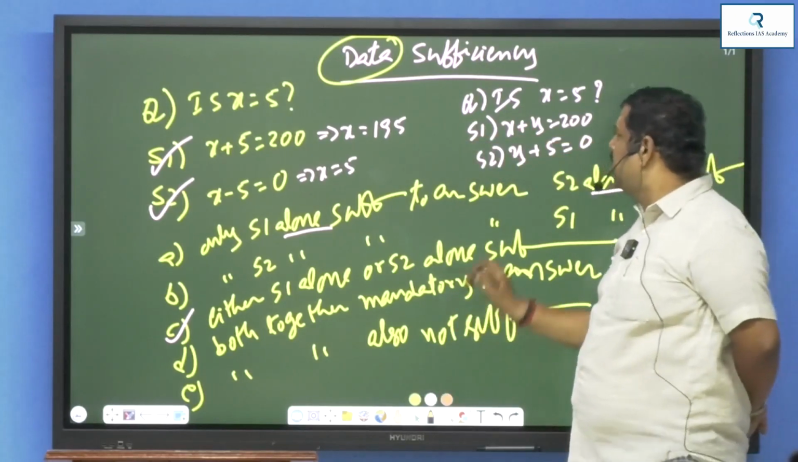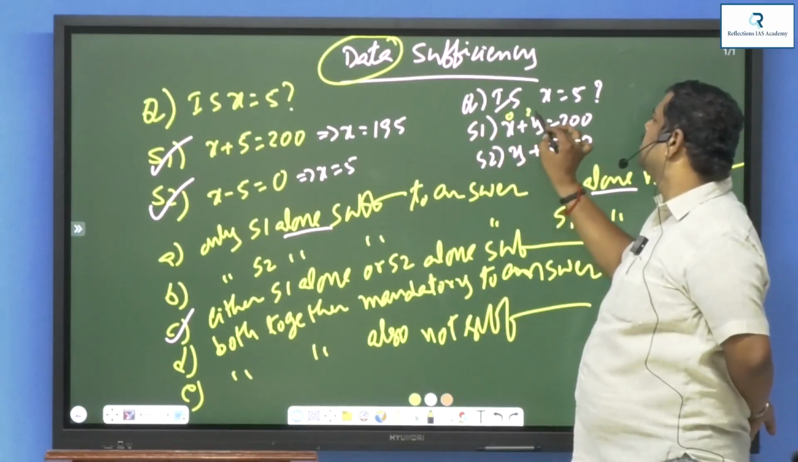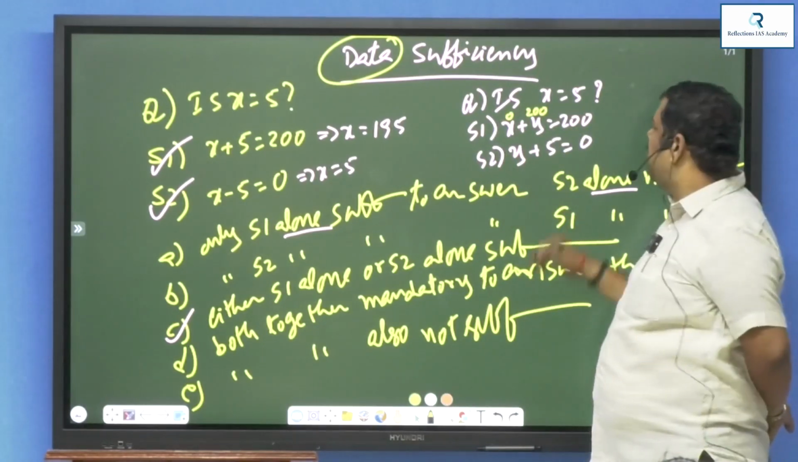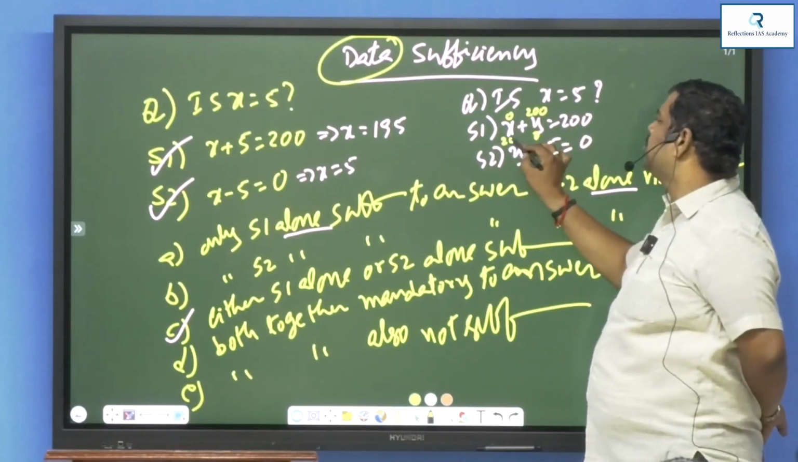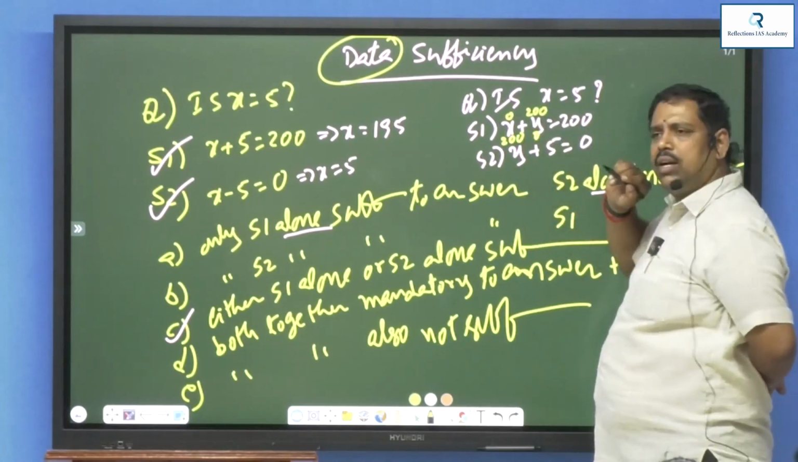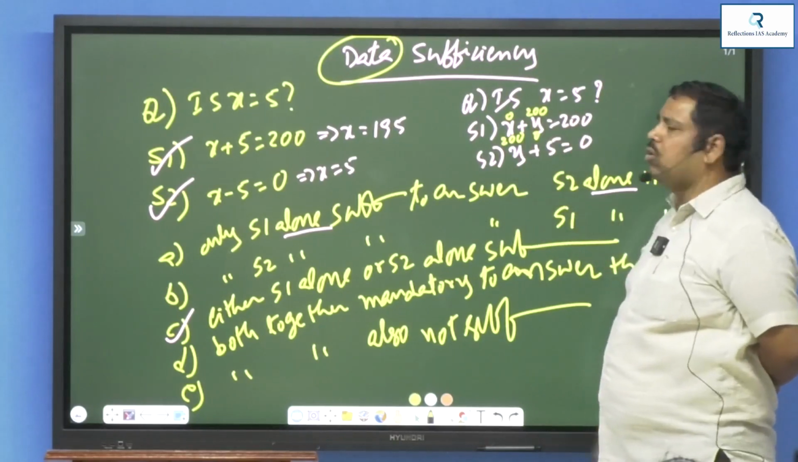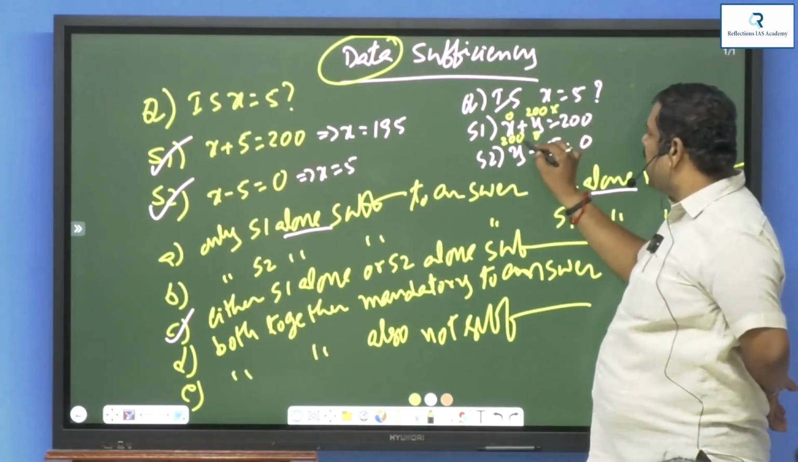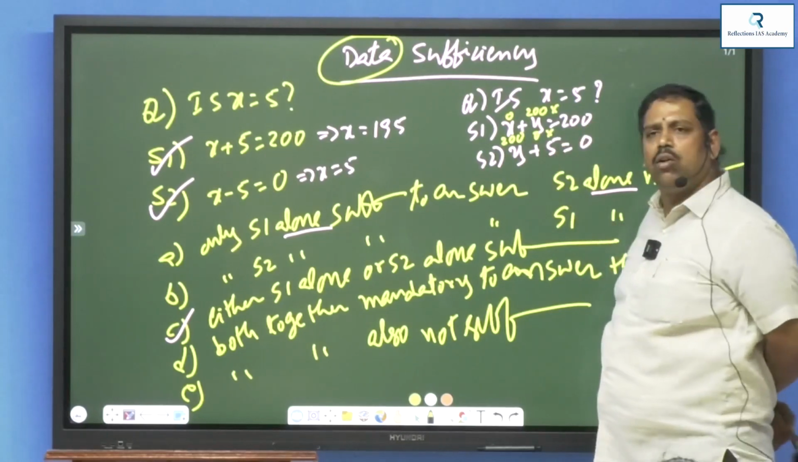200. To get 200, I am imagining x is equal to 0, y is equal to 200. Is it a possibility or not? Yes or no? I am imagining y is equal to 0, x is equal to 200. Is it a possibility or not? Yes. If it happens 0 and 200, x is equal to 5 is correct or wrong? I am asking you. Wrong.